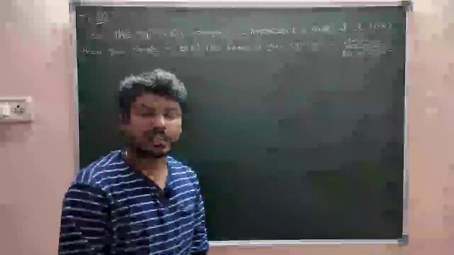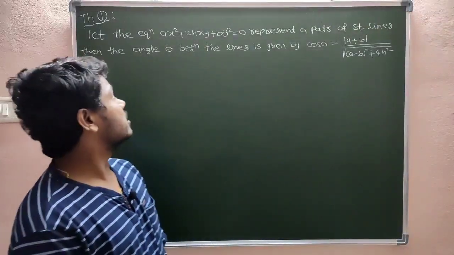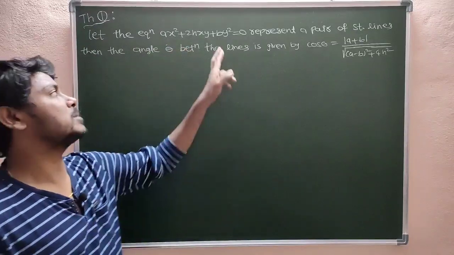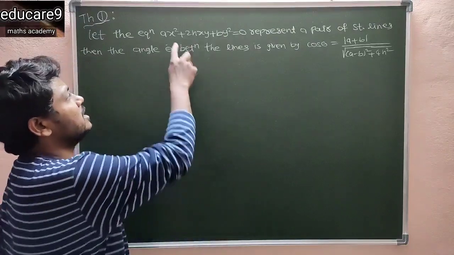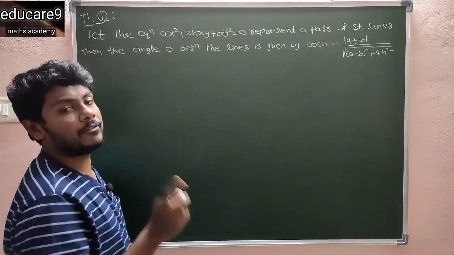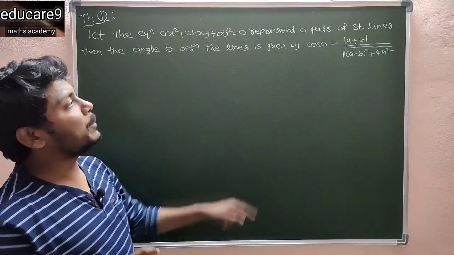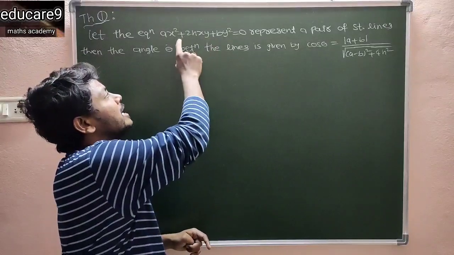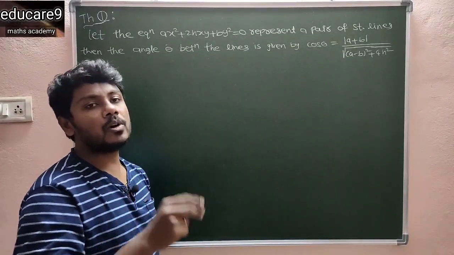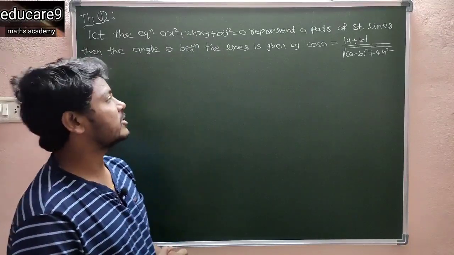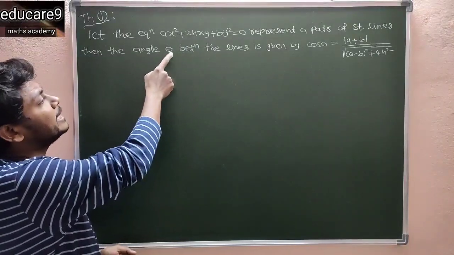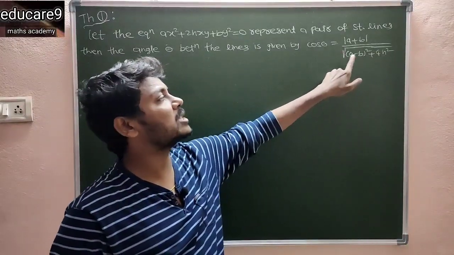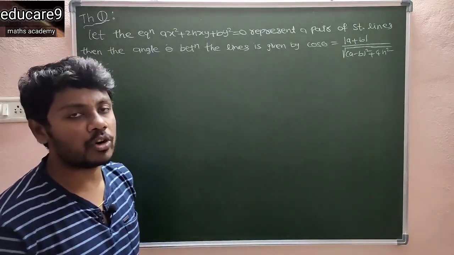Hi, hello everyone. For this session, we will discuss a few theorems. So, see here, first theorem. Let the equation be ax square plus 2hxy plus by square equals 0. Clearly this is a homogeneous equation of degree 2, so it represents a pair of straight lines. Clearly this homogeneous equation represents two homogeneous linear equations. Then the angle theta between the lines is given by cos theta equals modulus of a plus b by square root of (a minus b) whole square plus 4h square.